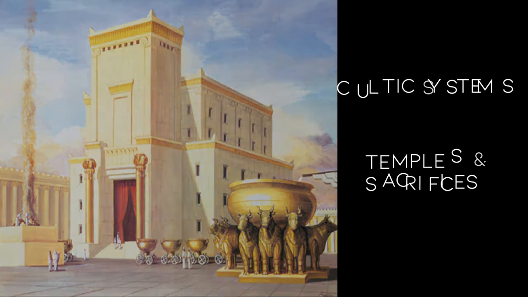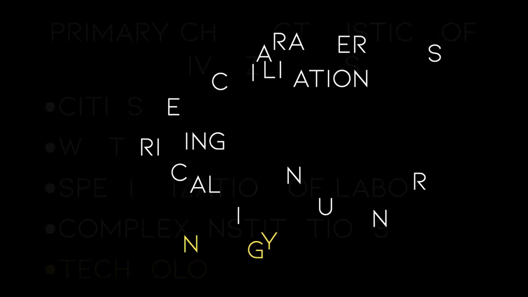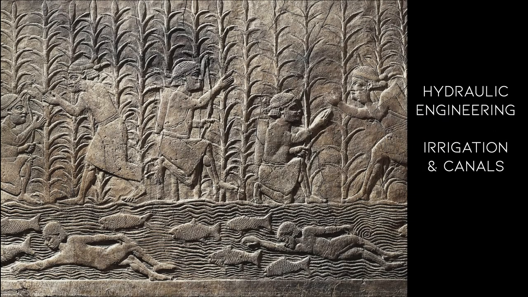So a fifth characteristic of the development of civilization is technology, the development of various technologies that help move civilization forward. Here I'm just going to list a couple of examples of what this looked like. Here you have hydraulic engineering.